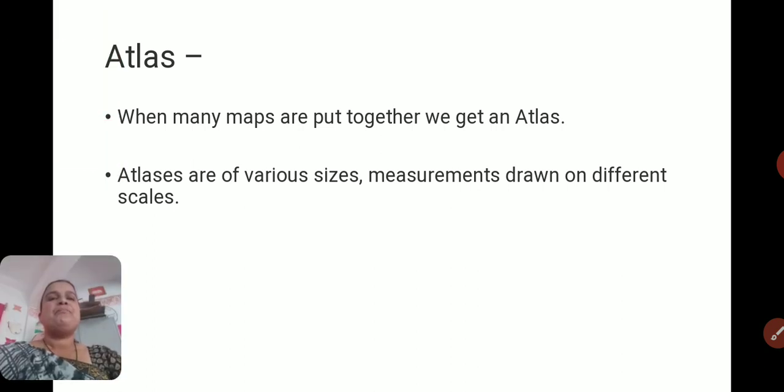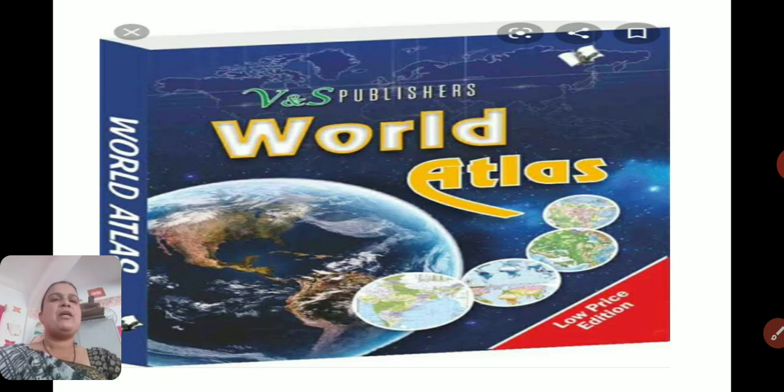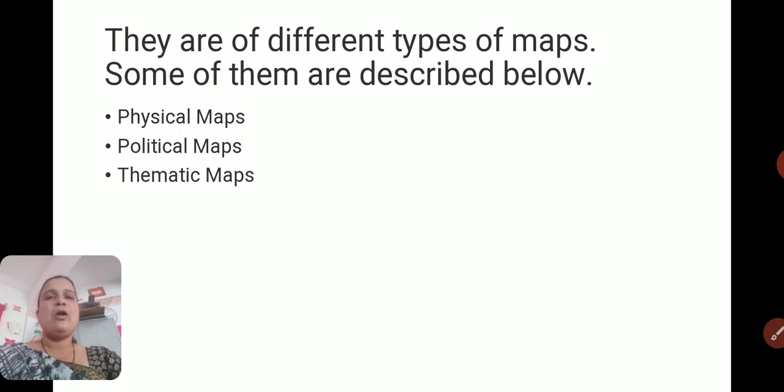Now, atlas. When many maps are put together, we get an atlas. In simple language, atlas means a collection of various kinds of maps, of various sizes, drawn on different scales. That is called an atlas. Here you can see this is a book, and in this book is a collection of various kinds and sizes of maps. This is called an atlas. Now there are different types of maps. Some of them are described below.